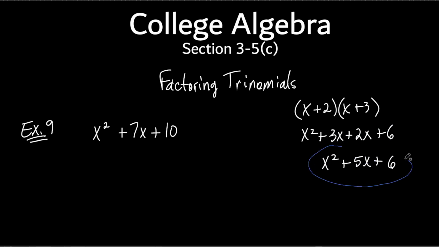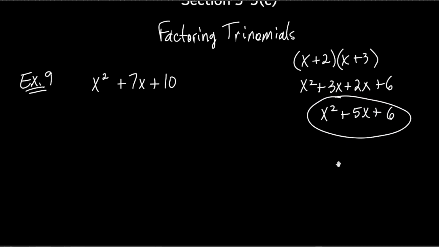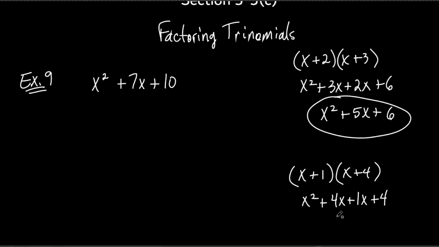You with me? Let's do another one, just to see a pattern. I just want you to see a pattern here. Okay? Let's do it again. I'm just going to go super easy. X plus 1 times x plus, let's go 4 this time. We'll use different numbers, okay? Let's multiply it together. I get x squared plus 4x plus 1x plus 4. And I get x squared plus 5x plus 4.